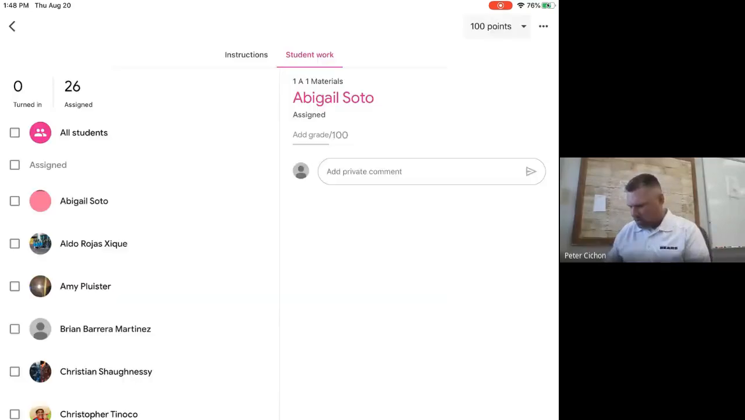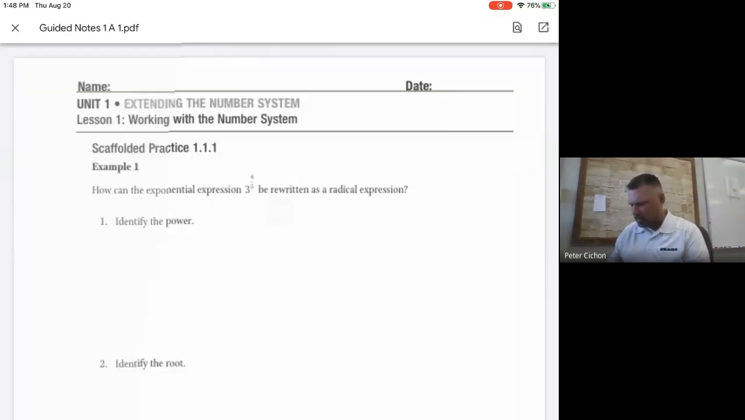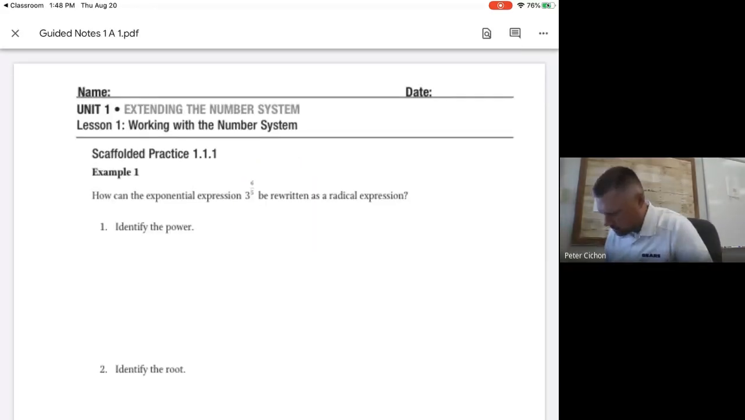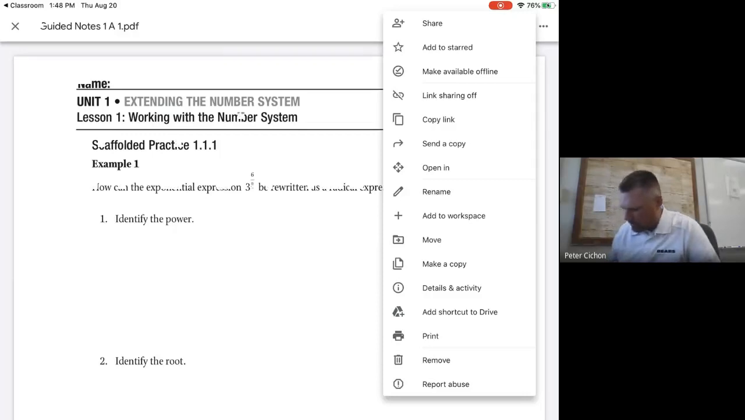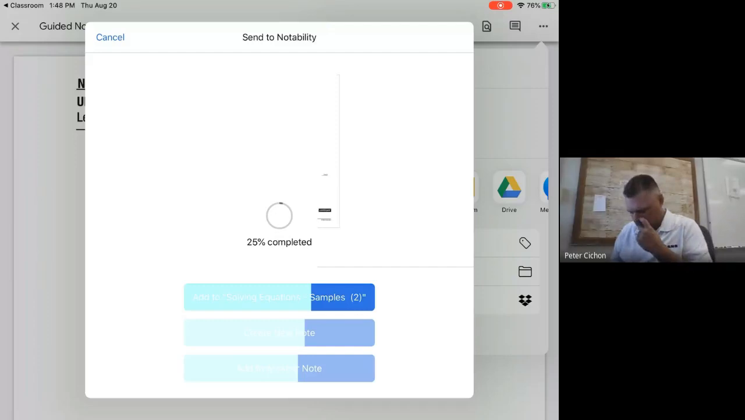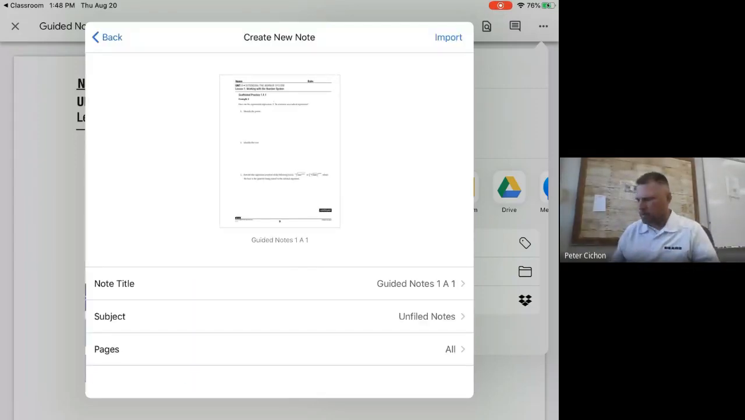Click on materials. You're going to click on the guided notes. Then, in the top right corner, open in Notability. Open in Notability. Add, create new note. I don't know why it defaults to something else, but create new note.